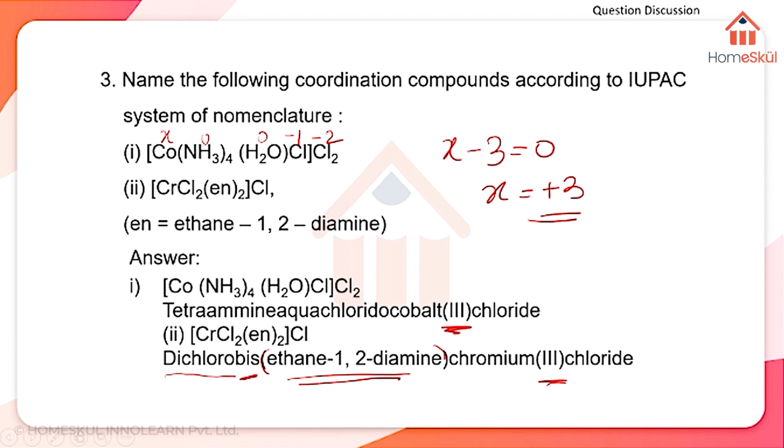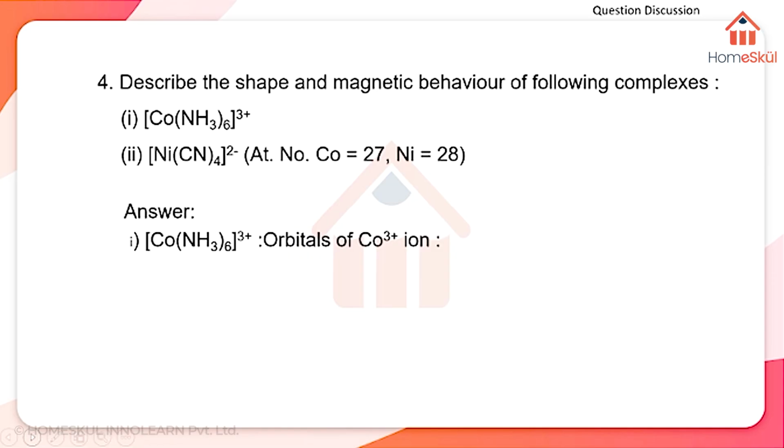That is also calculated accordingly. We have calculated in the first complex. Fine. Now let's move on to the next question. Fourth one: describe the shape and magnetic behavior of the following complexes. The first one is [Co(NH3)6]3+.